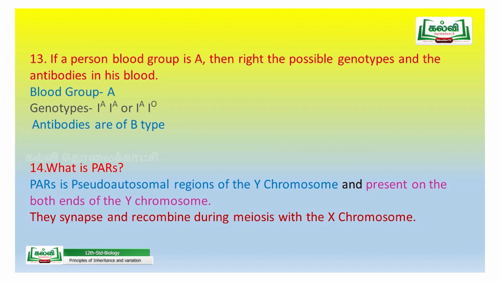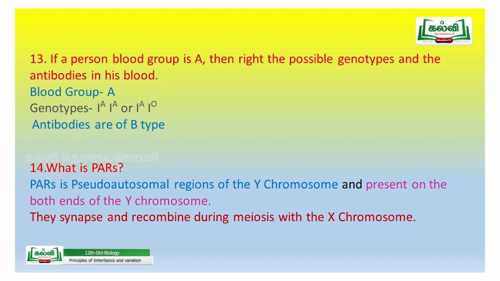If a person is having group A blood, write the possible genotypes and antibodies in his blood. If you have blood group A, the genotypes will be of 2 types, that is IAIA or IAIO, and the antibodies will be B type antibodies, the opposite one. Similarly, if you have B group, it will be IBIB or IBIO, and he will have the antigen B and antibody A.